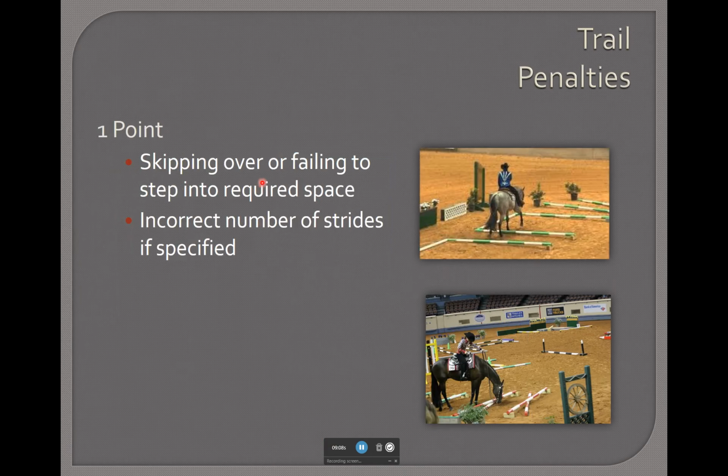Some other 1-point penalties are skipping or failing to step in a required space. And so if a horse is walking through this and he reaches and he does not put a foot in one spot, that's going to be a 1-point penalty.